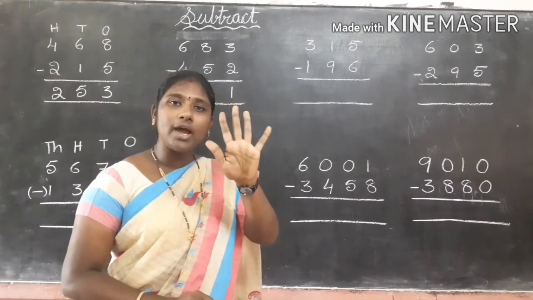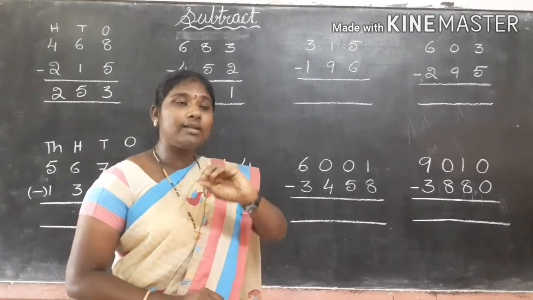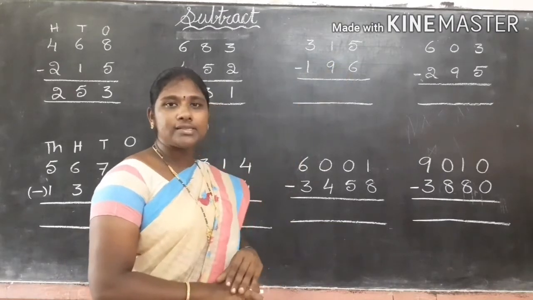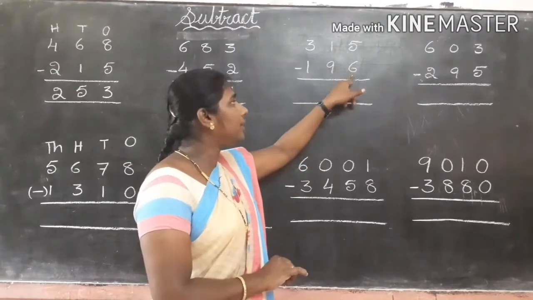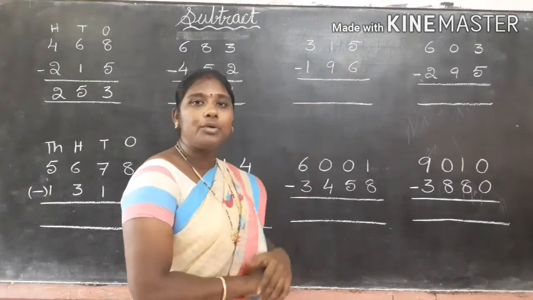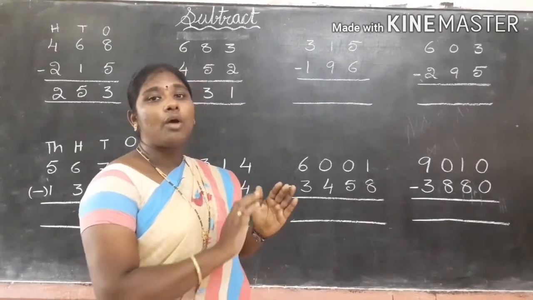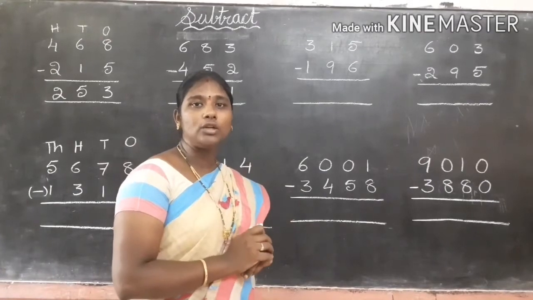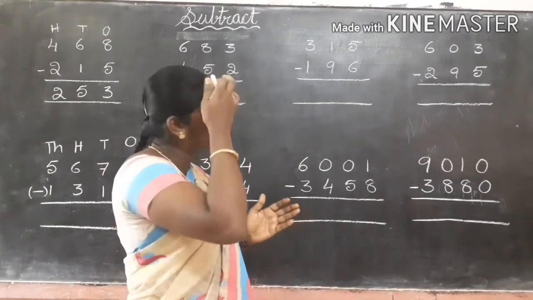The top number is only 5. The down number is bigger than the top number. Yes, this bottom number is bigger than the up number. So what do we have to do at that time? We have to take a borrow. We have to take the borrow from the previous place.